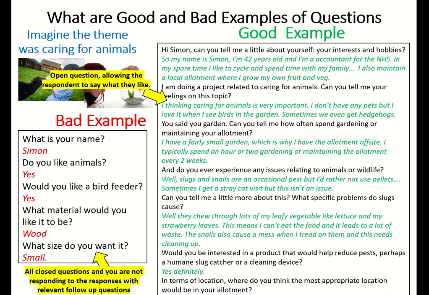Like, hi Simon, can you tell me a little bit about yourself, your interests and hobbies? And then, I'm doing a project related to caring for animals. Can you tell me your feelings on this topic? You're really open. It's trying to gather as much information as possible.